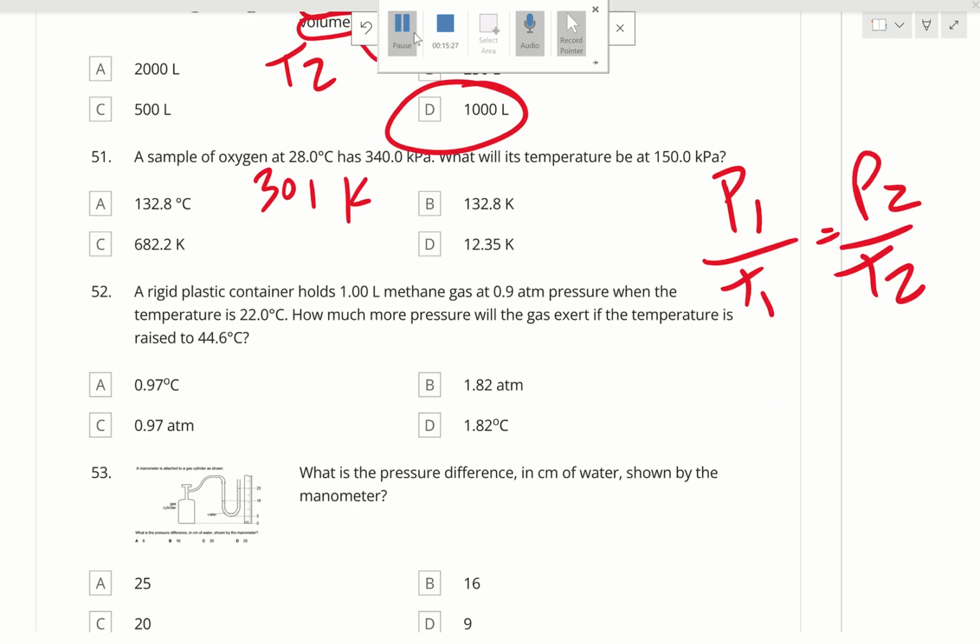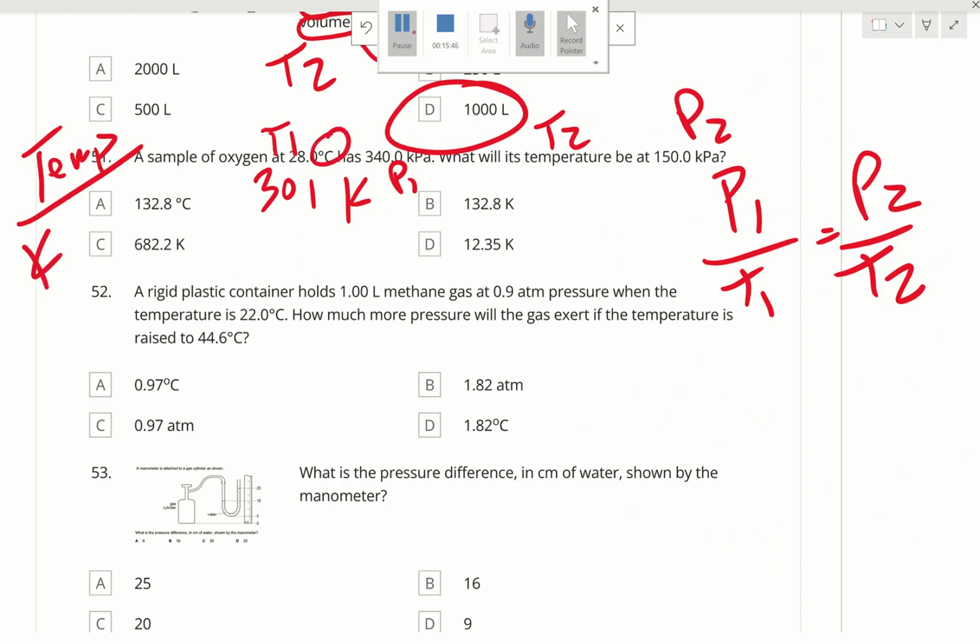So, a sample of oxygen at 28 degrees Celsius. This is my T1. 340 kilopascals is my P1. My temperature 2 I don't know. My pressure 2 is 150 kilopascals. Don't forget, anytime you have temperature, it has to be in Kelvin. Here it's in Celsius. So how do I change it from Celsius to Kelvin? I add 273. That gives me 301 Kelvin.